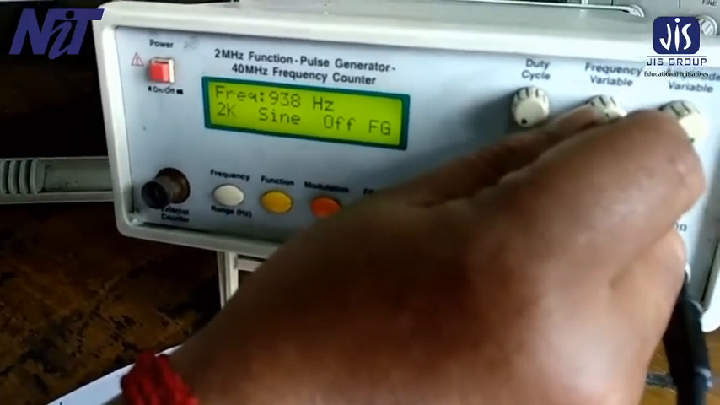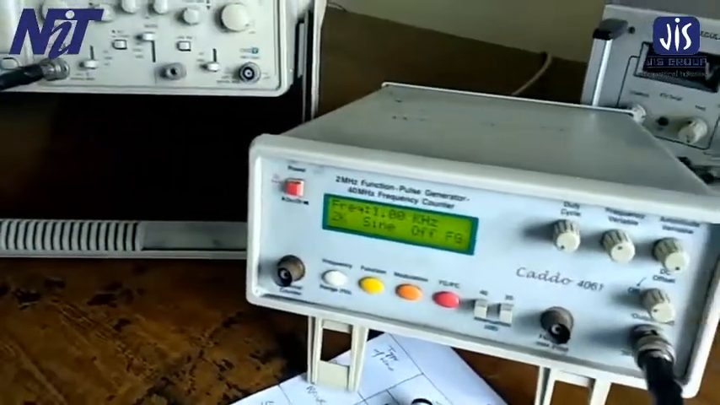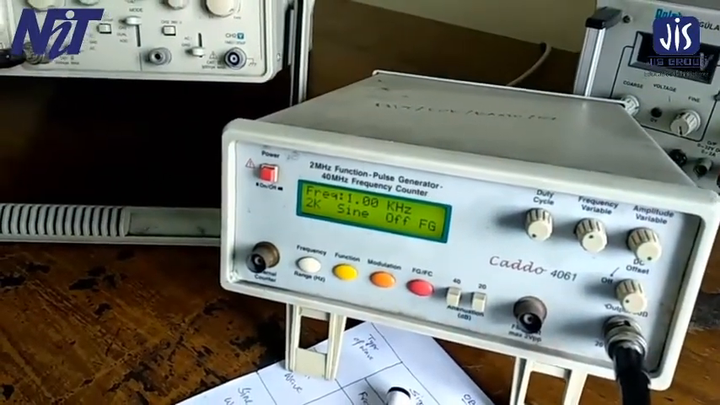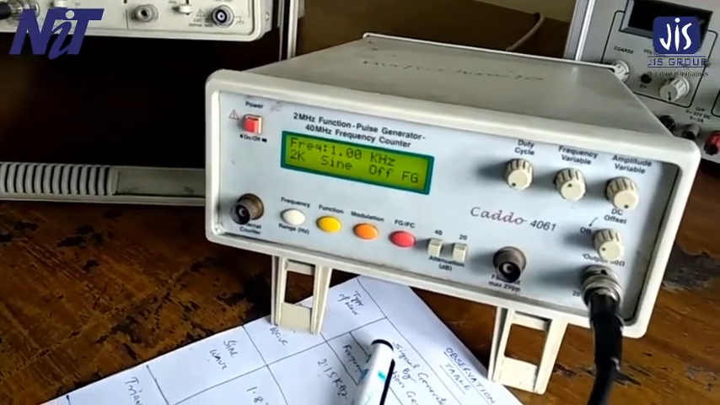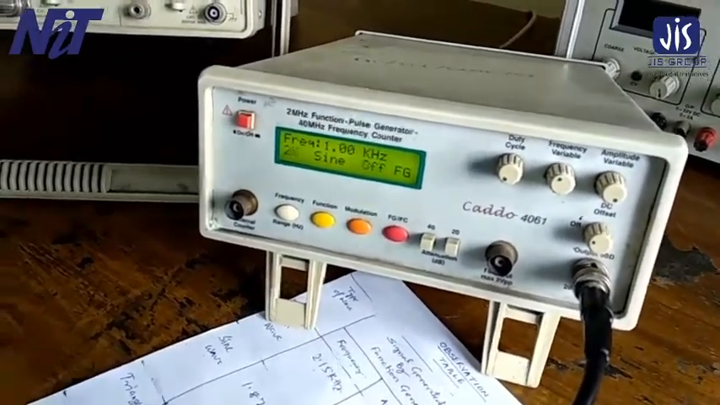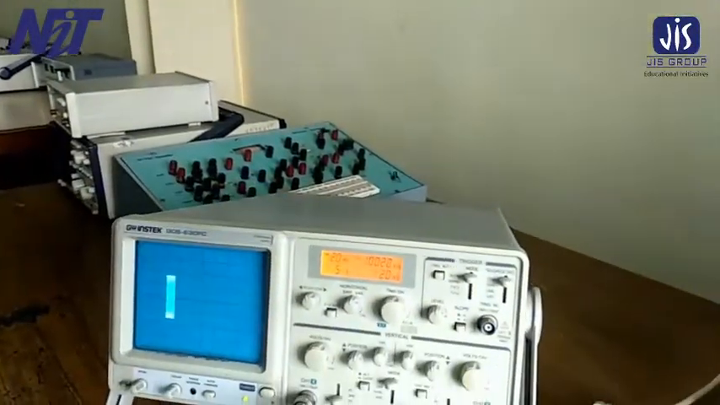Now it is 1 kilohertz. Okay, now it is 1 kilohertz. 1 kilohertz means your standard single cycle time period will be around 1 millisecond, but your time base has been set at 20 milliseconds.